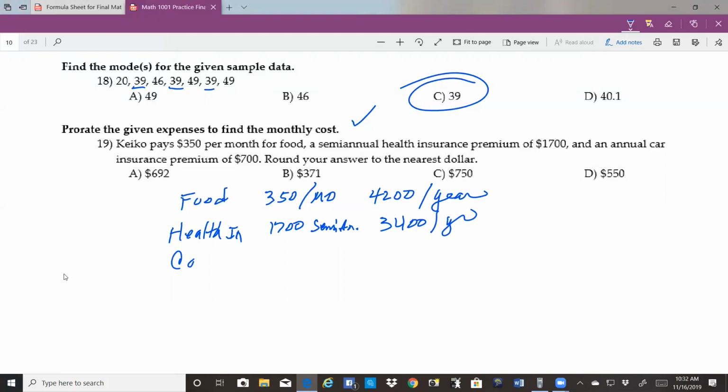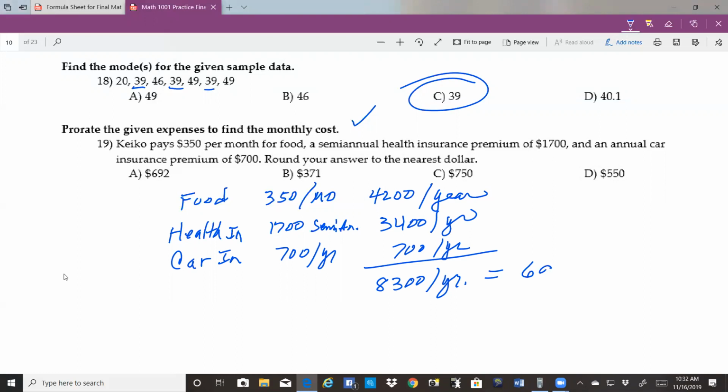And then the car insurance is $700 per year. So we add up the total yearly and we get $8,300 per year, which is equal to 691.666 per month, which rounded off to the nearest dollar is $692. Answer A.